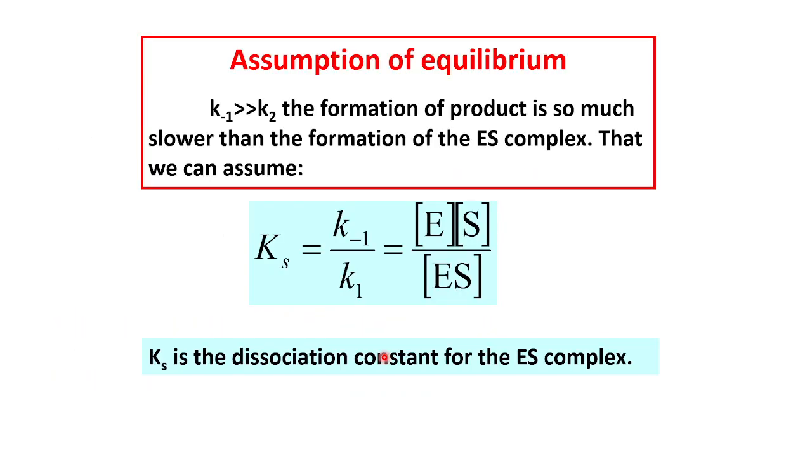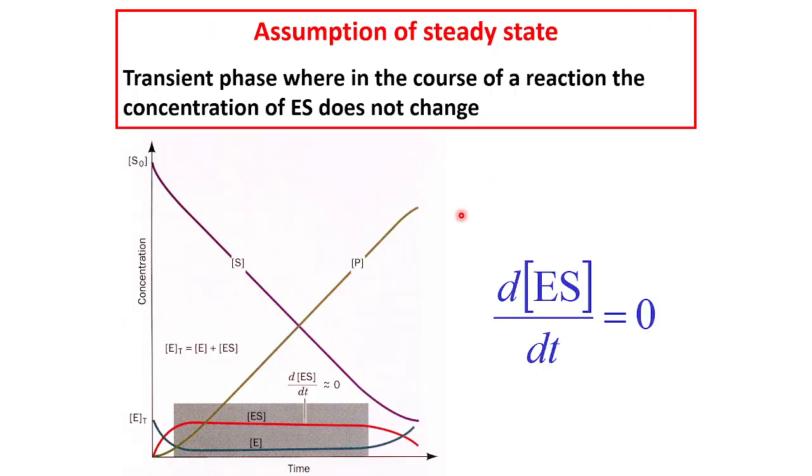Based on the assumption of equilibrium, we can come to this equation: if K minus 1, the reverse rate, is very much higher than K2, we can write it as Ks, which is the dissociation constant of the ES complex, using this particular formula. And we know from the steady state approximation that d[ES]/dt is equal to 0, because by the time it is being produced, it is also being used up for the formation of the product. So the rate of change is basically 0.